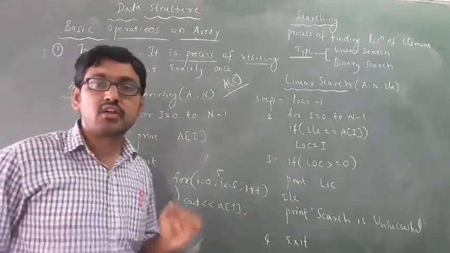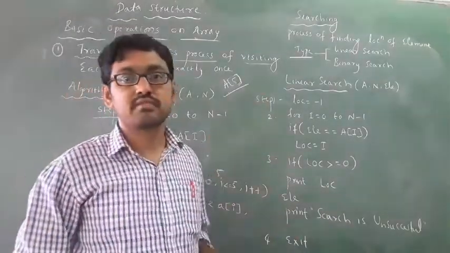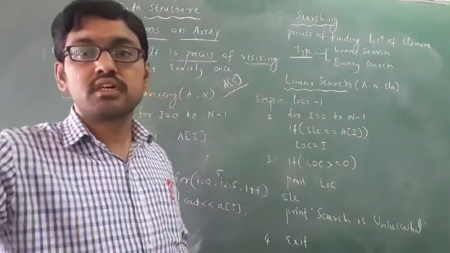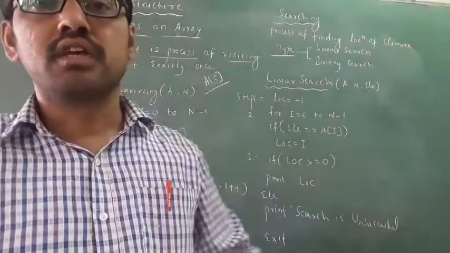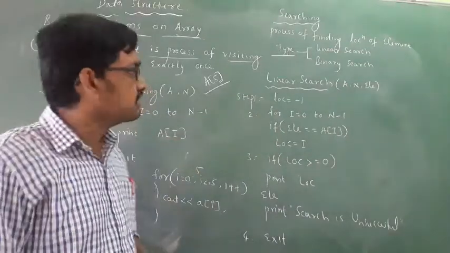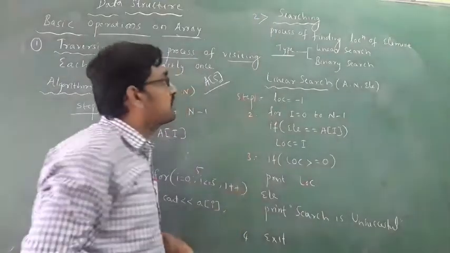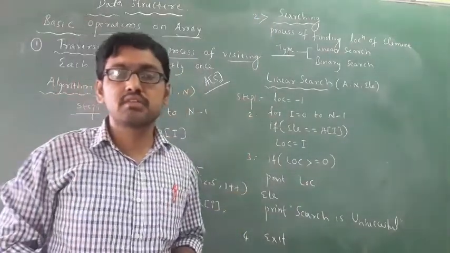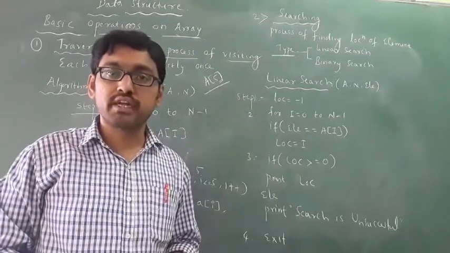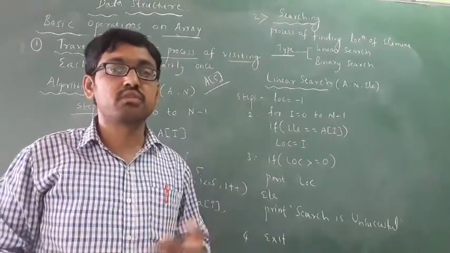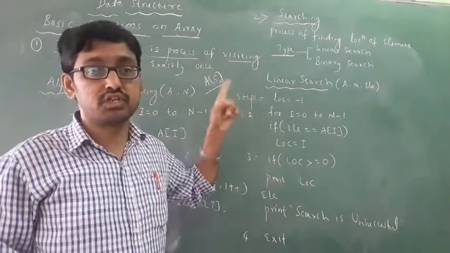Then the second operation is searching. Okay, see what is searching? What is the use of searching? This is the second operation. What is searching? Searching means, already you know, in a mobile also you have contacts. You can search a contact, you can search your files. How does it happen? Because of this method, because of the searching method.